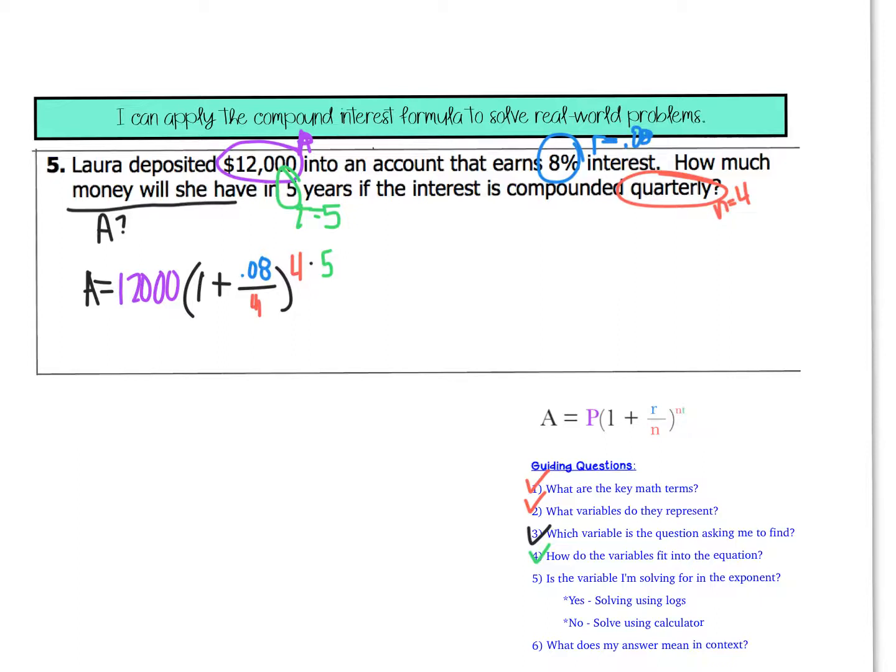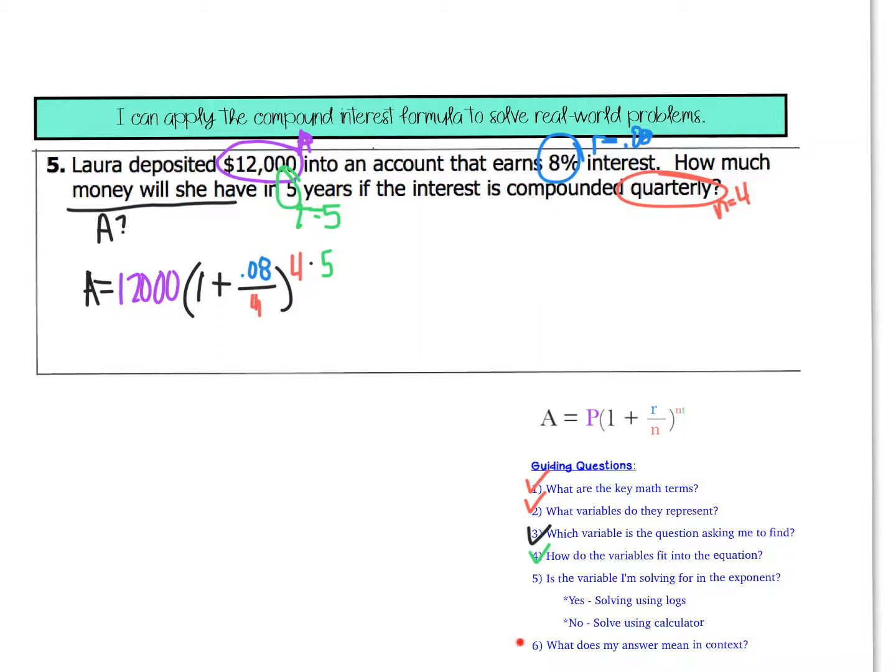And if it is in the exponent, then I have to use my knowledge of logs. And we're going to look at a few examples like that. If the answer is no, then I can just straight up type this into the calculator because my variable is already isolated. I don't have to do any maneuvering. So I can literally type this into my calculator and get my answer.